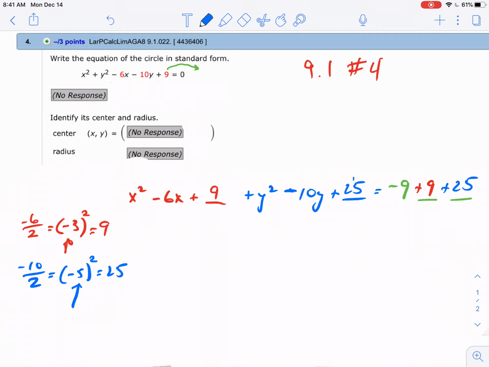Now what makes it easier is there's nothing in front. We didn't have to factor anything out front. So I don't have to worry about it. Whatever numbers I put in, I put on the other side.